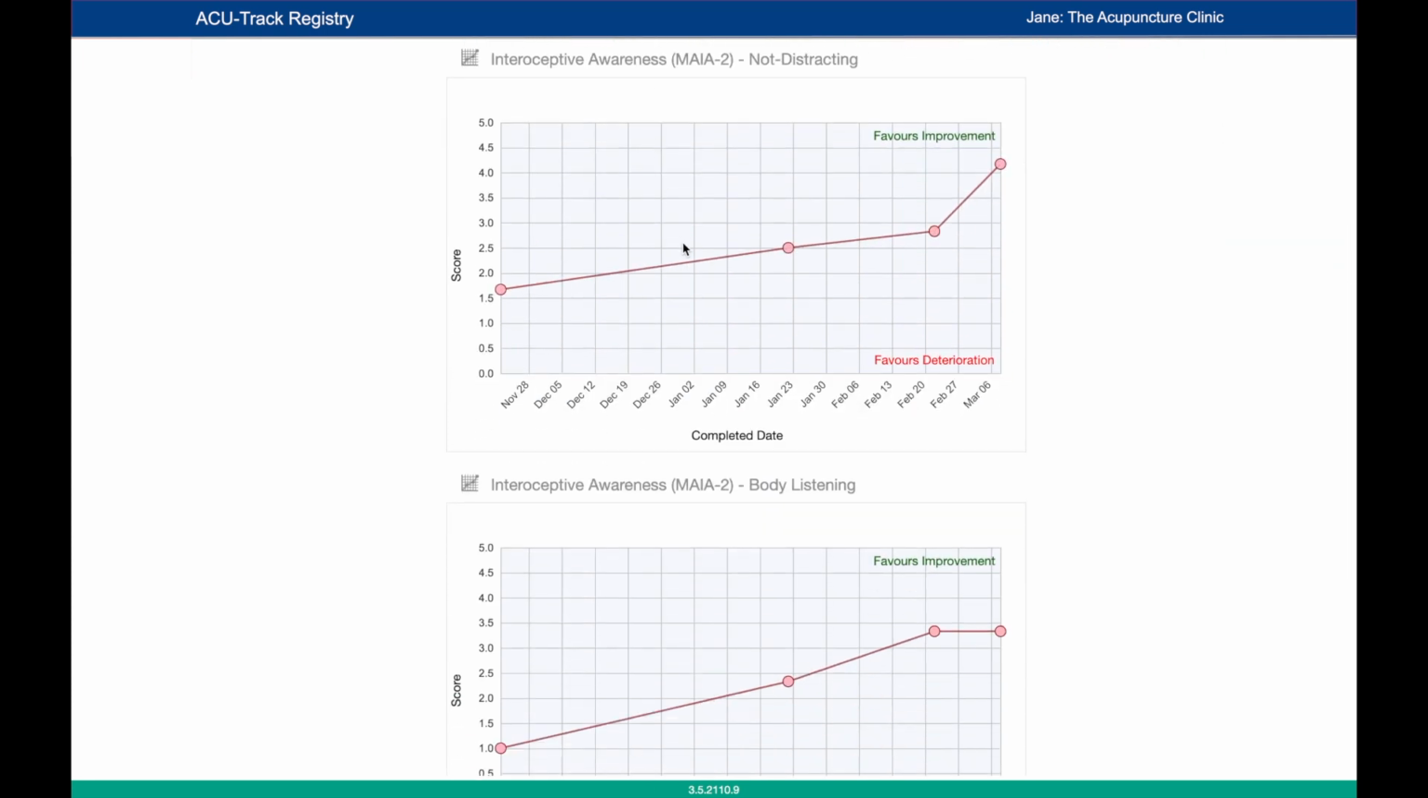Your patients would be answering questions regarding these various domains. So thank you for your attention, and we look forward to learning from you and your patients.